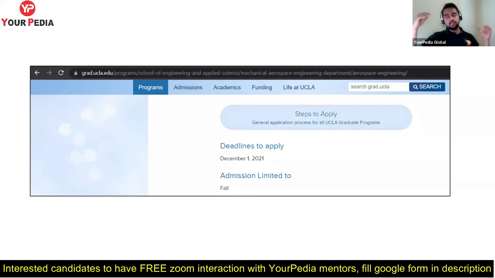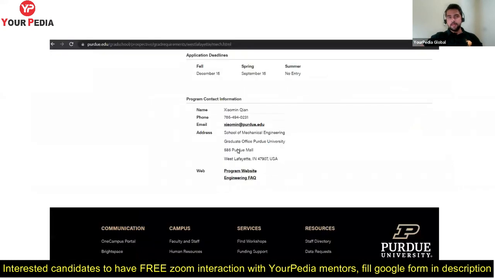Every year there are a lot of candidates applying, so they need some time to evaluate your application. After that, the visa process will take time. So in this way, every graduate committee, every university will take an 8-month window. In those 8 months, they will process your application, your visa, and everything. That's why you have to apply before December 1. This is UCLA. All good universities, Ivy League universities, generally have a deadline of December 1 in the USA.